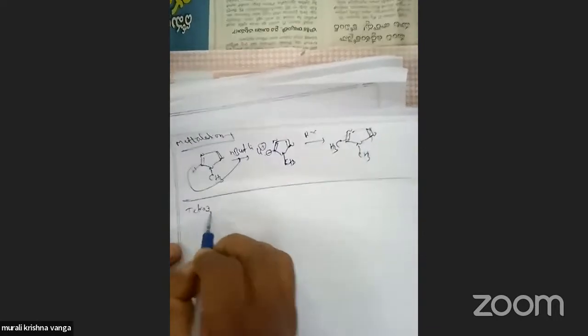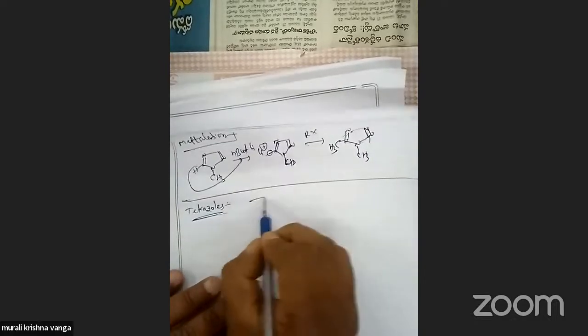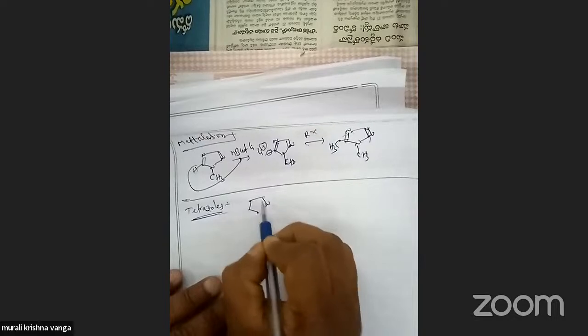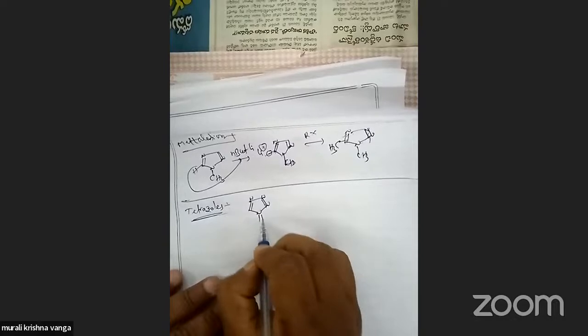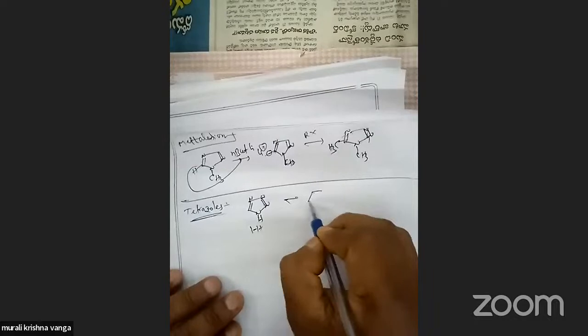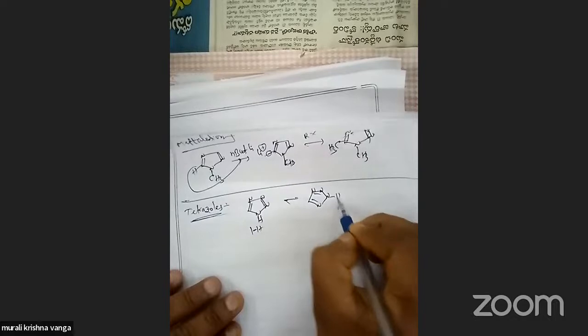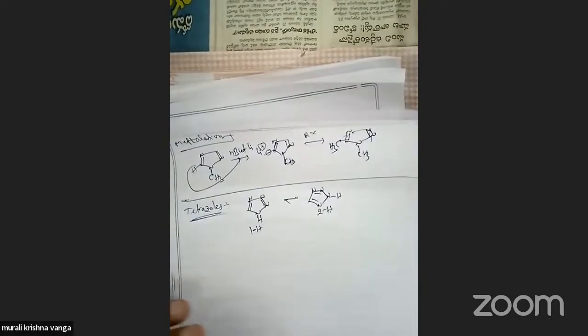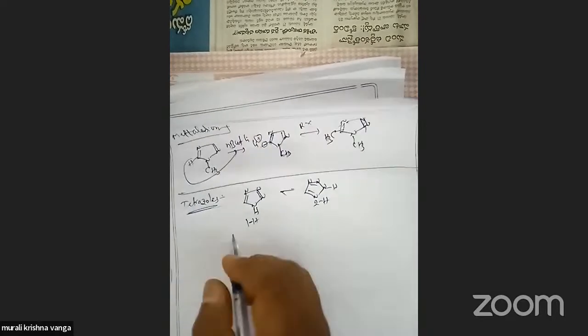Next one is tetrazoles. Tetrazole means a 5-membered ring with 4 nitrogen atoms. This is 1H tetrazole. It exists in 2 tautomeric forms: 1H tetrazole and 2H tetrazole.